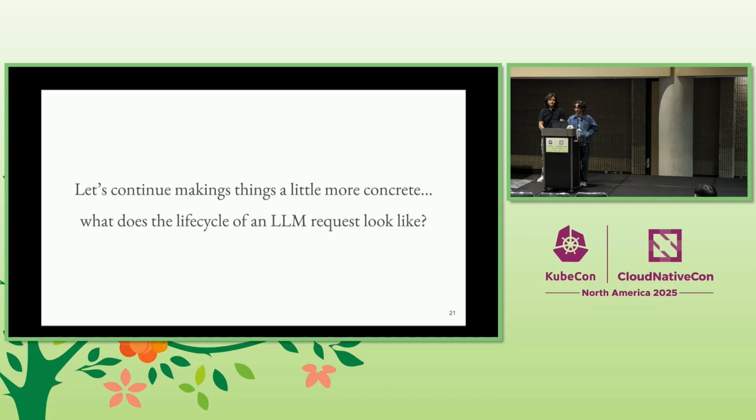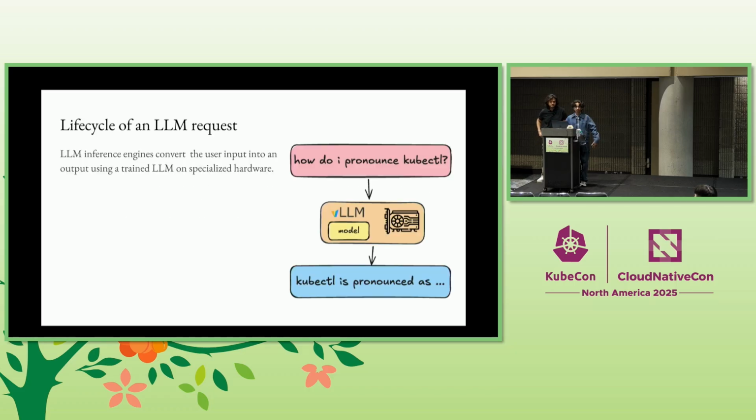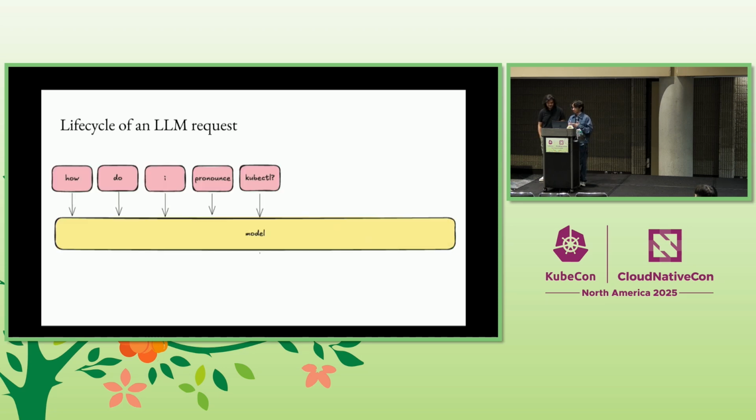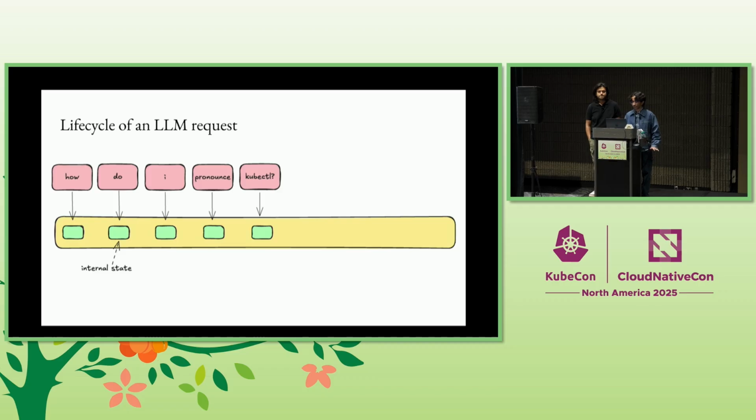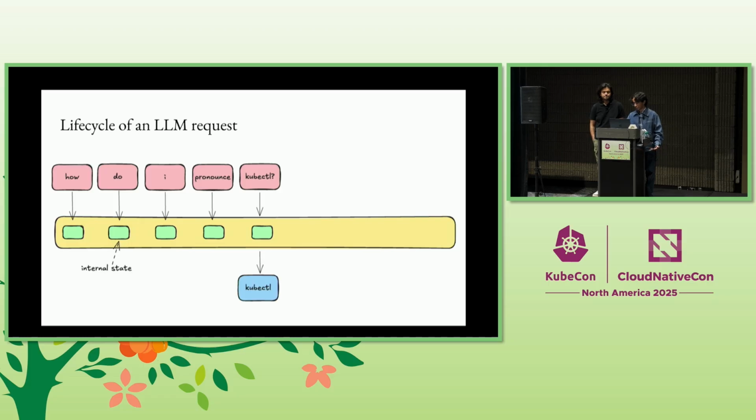With those analogies in mind, let's talk about a customer who's trying to figure out something really important. They would like to know how to pronounce kube control. The LLM inference engine, in our case, is going to convert this user input into an output by using trained LLM models on specialized hardware. In this case, our model doesn't output the final answer because it does not want to be divisive at this conference. But internally, the way LLMs do this is by splitting up our input sequence into small chunks called tokens and running those through the multiple layers of our large language model. As it's doing this, there's a lot of internal representation that gets created as these tokens pass through our model. These can be termed internal states for now. Using these internal states, the model is able to produce the next token as the output.